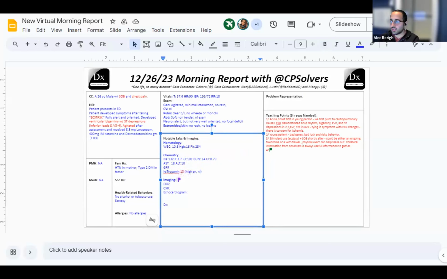So the temperature of 37.6, that's 99.7 Fahrenheit. So a little bit on the higher end, not technically a fever, but I think there's some evidence to say that the 100.4 is a little bit arbitrary. So something I'm tracking. The heart rate of 90 is interesting. It's a little bit on the higher side for presumably an otherwise healthy 26-year-old man.